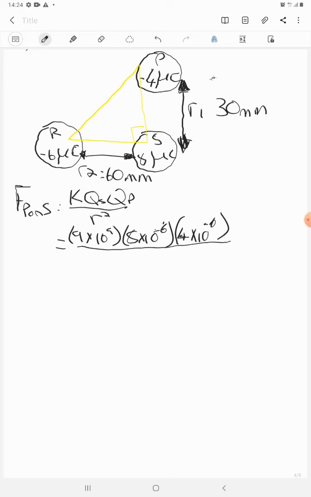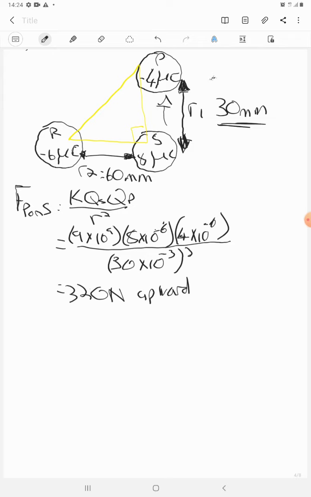This is all going to be over 30 millimeters, but there are 1,000 millimeters in a meter, so it's 30 times 10 to the power of negative 3, all squared. I put it into my calculator and I should get an overall answer of 320 newtons, and this is going to be upward. We know it's upward because it's going from the positive to the negative. 320 newtons upwards towards P.